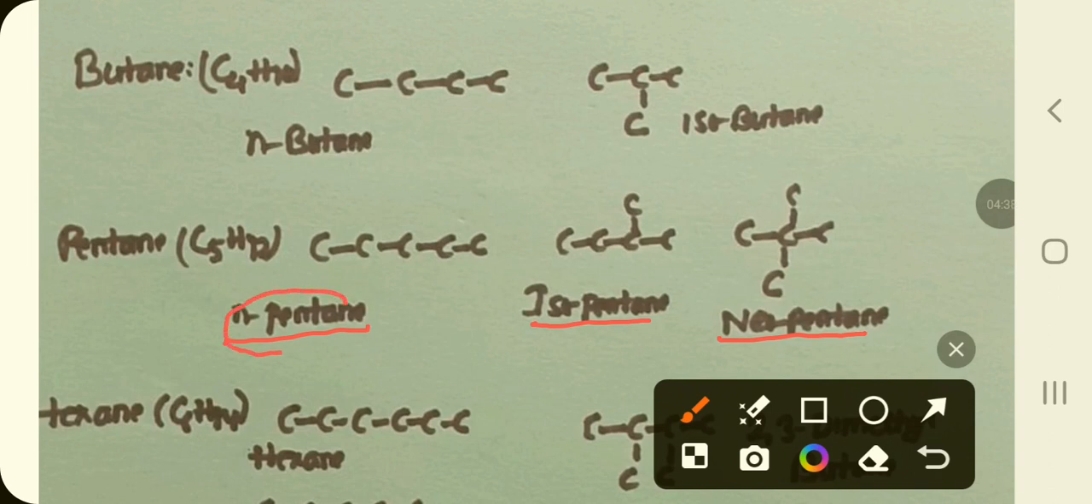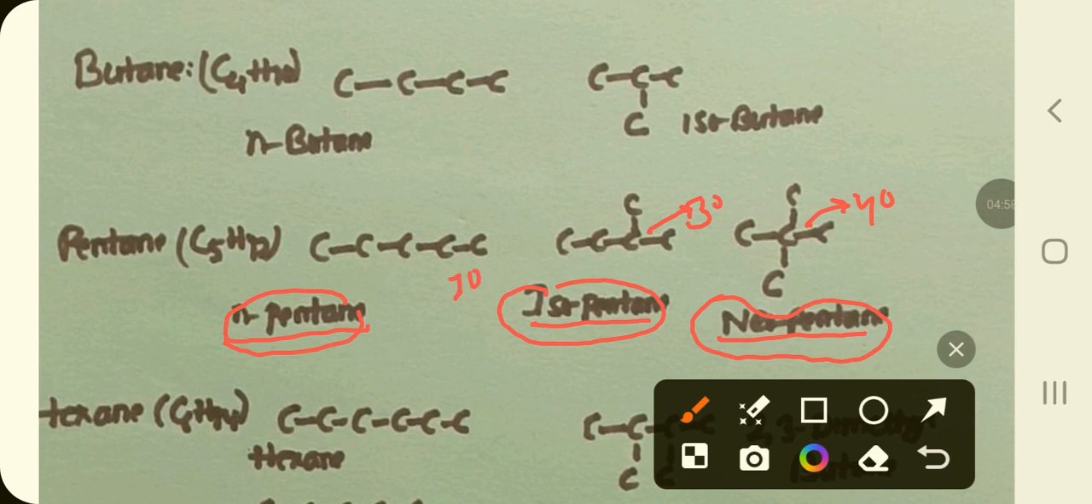And how can we understand normal, iso and neopentane? The central carbon has 4 degree, the central carbon where the branch starts is 3 degree, and in case of normal it is 1 degree. The carbon atom is attached to one adjacent carbon atom, therefore it is 1 degree. Now the next ones are 3 degree and 4 degree.